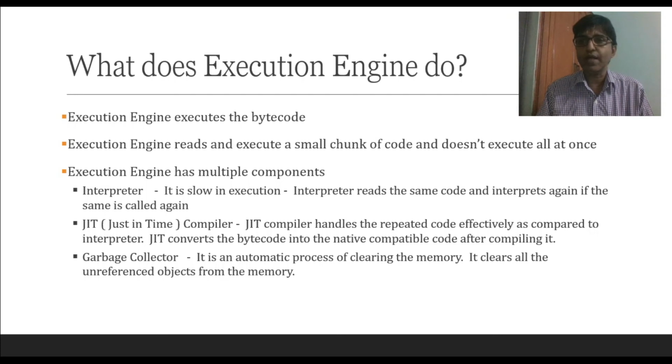So there are two types of garbage collection. One is explicit and another is implicit. Implicit is handled through code. Explicit is where you let the system do its job on its own.